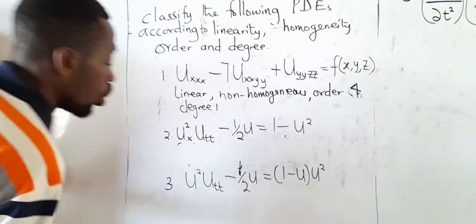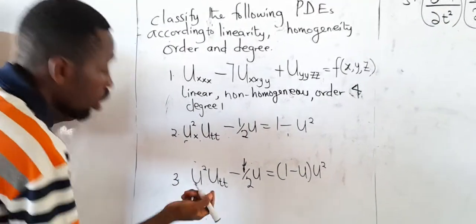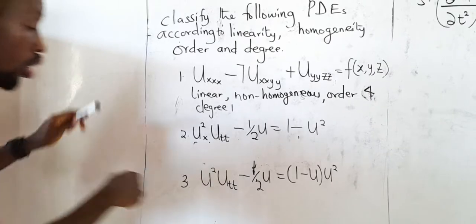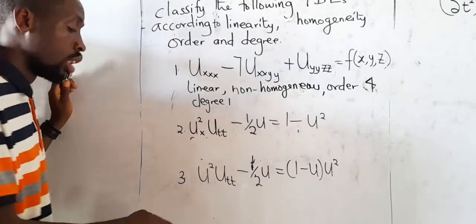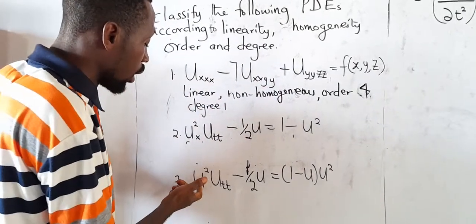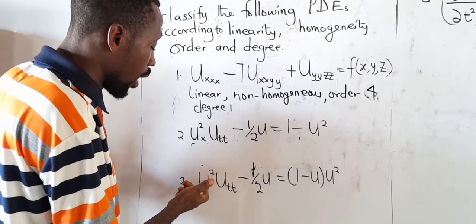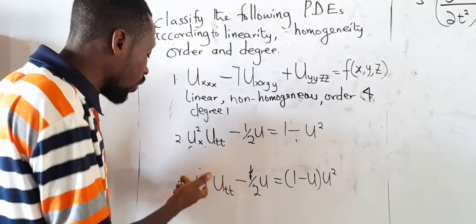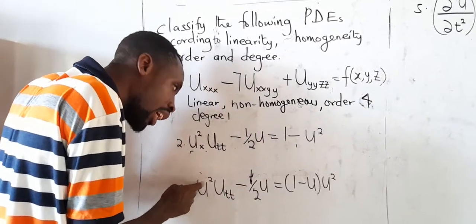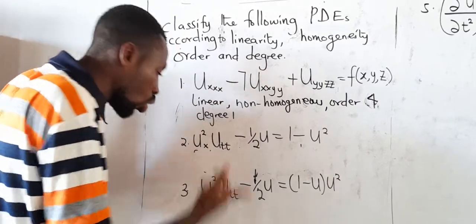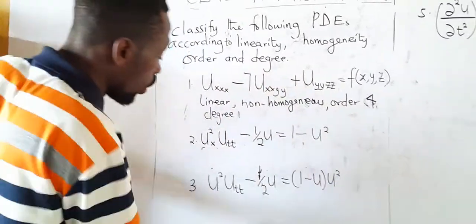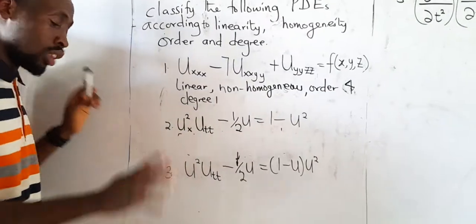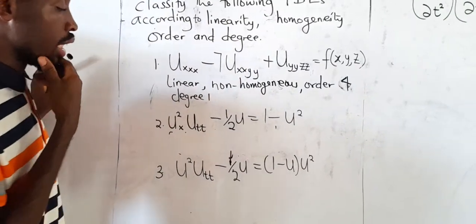So what do we have? Let's see whether it is linear. Automatically it's not linear. Look at this. There is a partial derivative, there is a dependent variable here. If you multiply a partial derivative, and even the exponent or the degree is not 1, the linear is not. Now let's check semi-linear.